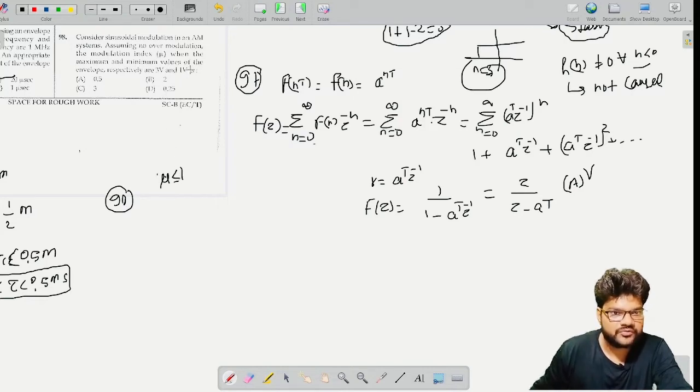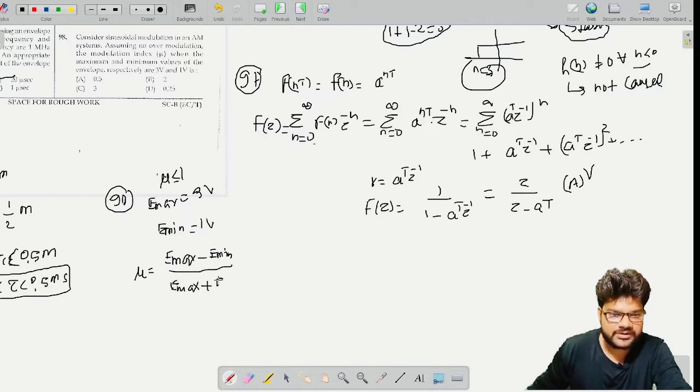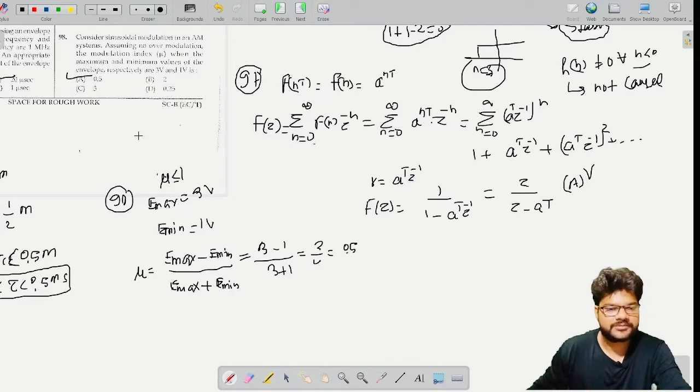So we have to find the modulation index mu when the maximum and minimum values of the envelope are given. The envelope maximum value is 3 volt and the envelope minimum value is 1 volt, and we know the formula for mu: E maximum minus E minimum upon E maximum plus E minimum, right? So E maximum is 3, E minimum is 1, so 3 minus 1 by 3 plus 1, it's going to be 2 by 4, that is 1 by 2, which means 0.5. So the correct option will be A.